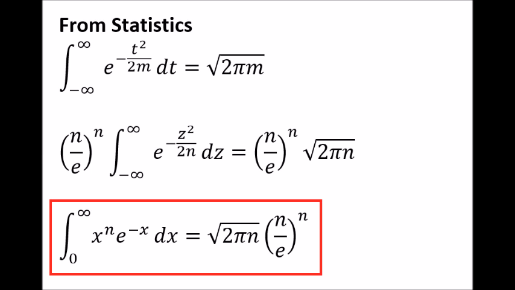From statistics, this function looks awfully similar to the normal distribution. The area beneath the bell curve can be calculated. We can explore this more thoroughly some other time, but that integral equals the square root of 2 pi m. Thus, we are able to evaluate the integral seen at the very beginning of this lesson. The final approximation is boxed in red. That is effectively Stirling's approximation to the factorial.